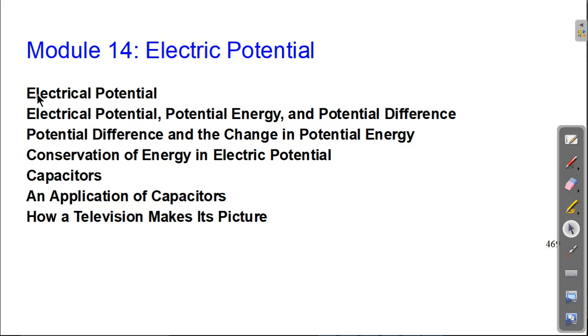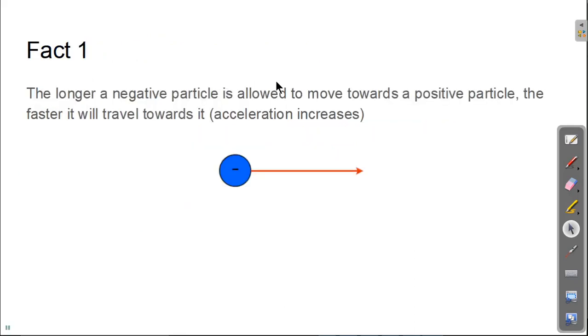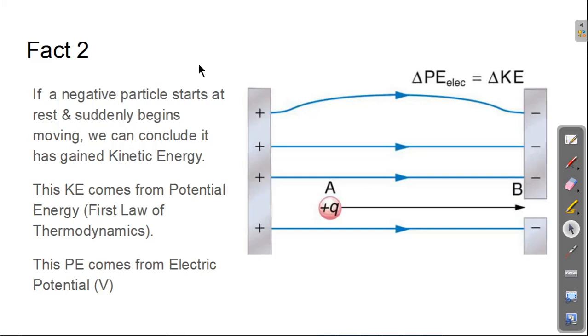But before we can learn about electrical potential, we need to learn a few facts. Fact number 1: the longer a negative charged particle is allowed to move towards a positive particle, the faster it will travel towards it. There's going to be an acceleration increase. So that's rule number 1. Okay? Let's keep going.